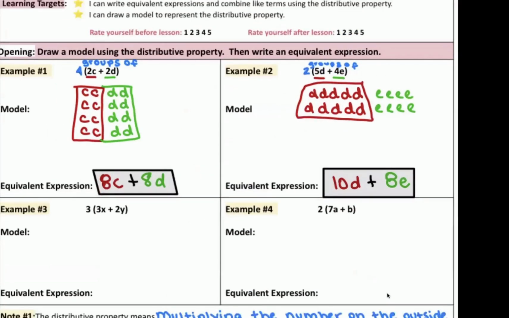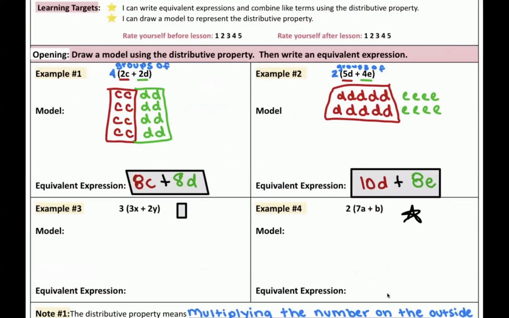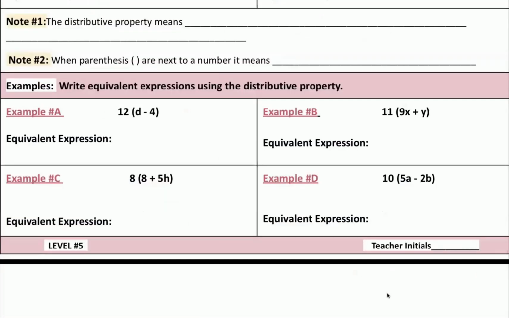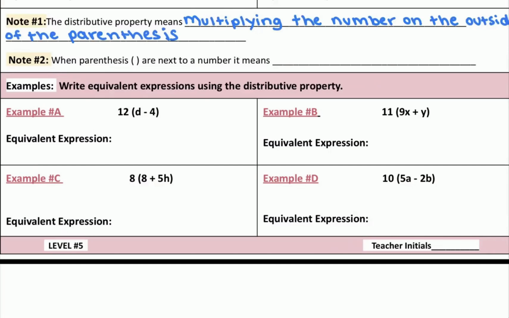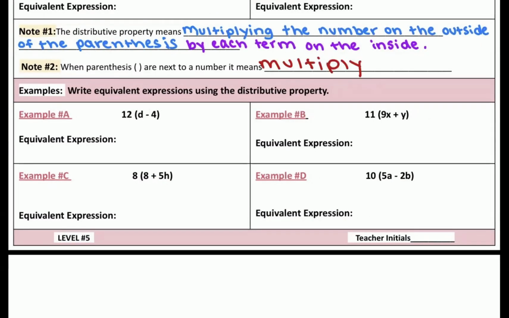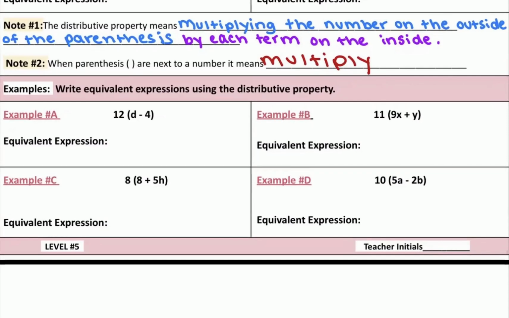All right, go ahead and complete example number 3 and 4 on your own, then come back to the video. We've talked about how the coefficient, or the number on the outside of the parentheses, tells us the number of groups. Another way to think about it is a distributive property means multiplying the number on the outside of the parentheses by each term on the inside. So parentheses means multiply. Remember, you can always pause the video if you need more time.